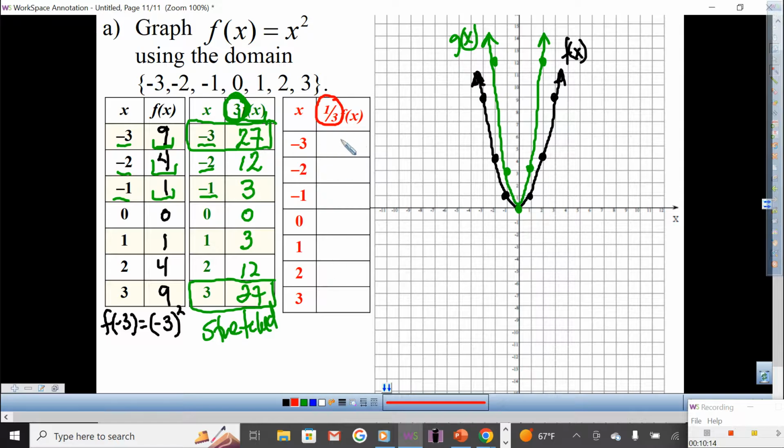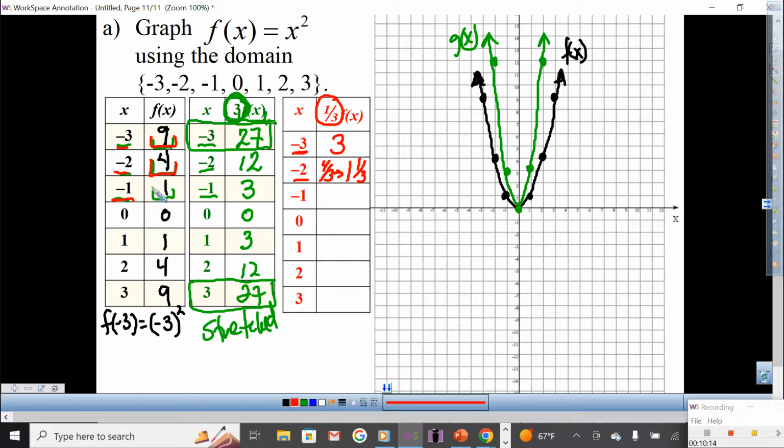So let's fill this in. Here we go. Let's go to the red one. We got -3. What was f of x? 9. So what is 9 times 1/3, or 1/3 times 9? It is 3. Fill that in there, please. Next one, -2. f of x is 4. So what is 4 times 1/3? 4/3. And if we simplify that, that becomes 1 1/3. Okay.